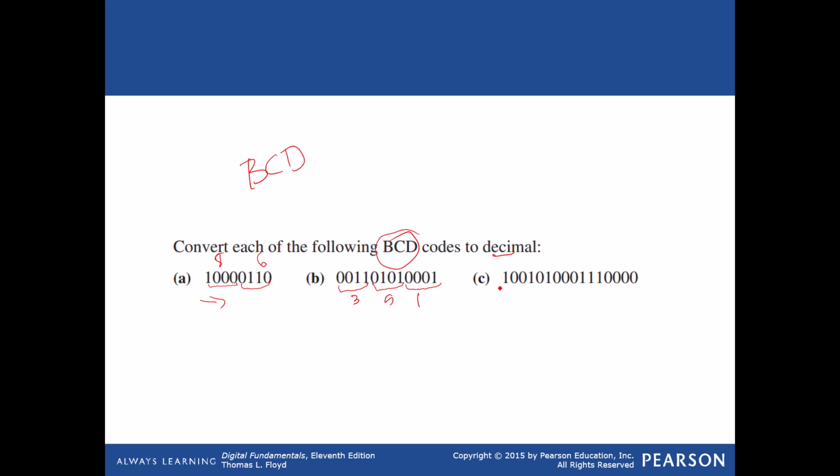And the final example. Again, we're going to group them into 4. This one is 9. This one, 0, 1, 0, 0, is just 4. This is 7. This is 0. So we got 9, 4, 7, 0.